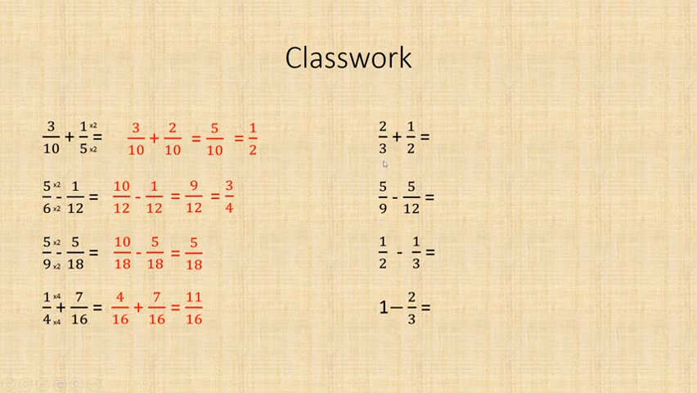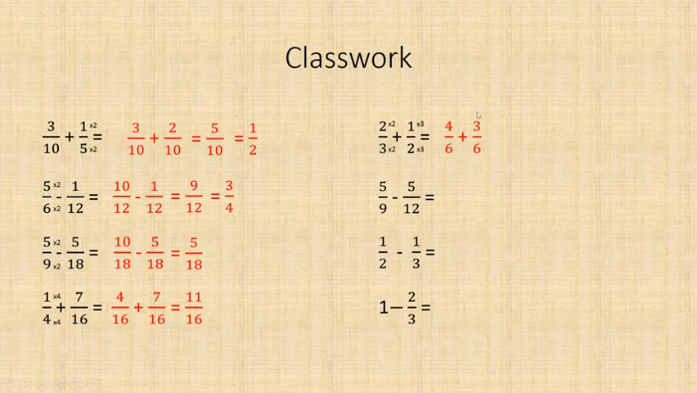Okay, another question. 2 over 3 plus 1 over 2. What's the LCM of 3 and 2? What do you think? Exactly, it's 6. So I will multiply here by 2 up and down, and here by 3 up and down, to change the denominators to 6. 2 times 2 equals 4, and 3 times 2 equals 6, so it's 4 over 6. Here 1 times 3 equals 3, and 2 times 3 equals 6, so it's 3 over 6.